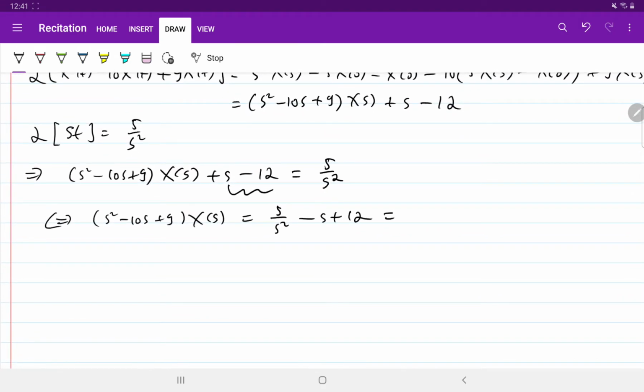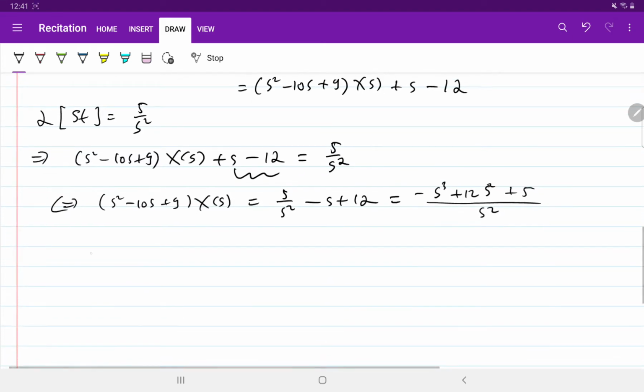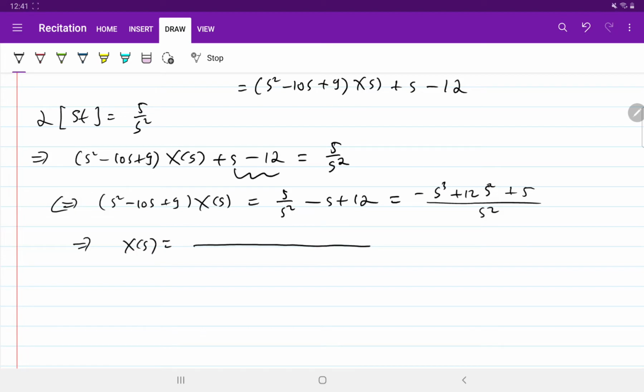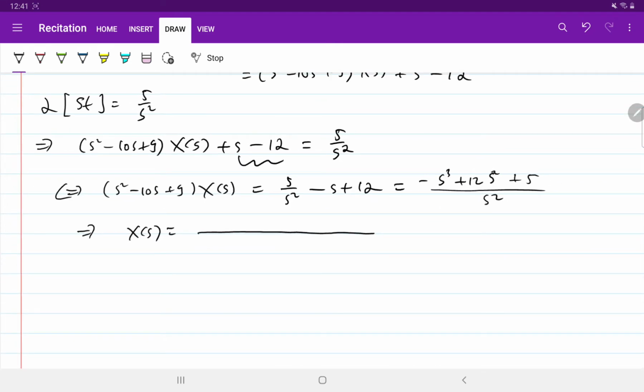But this is equal to minus s cubed plus 12s squared plus 5 over s squared. So X(s) is minus s cubed plus 12s squared plus 5, over s squared, then s squared minus 10s plus 9.